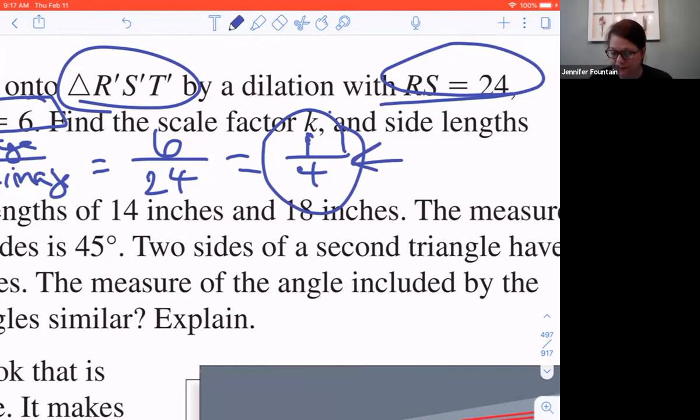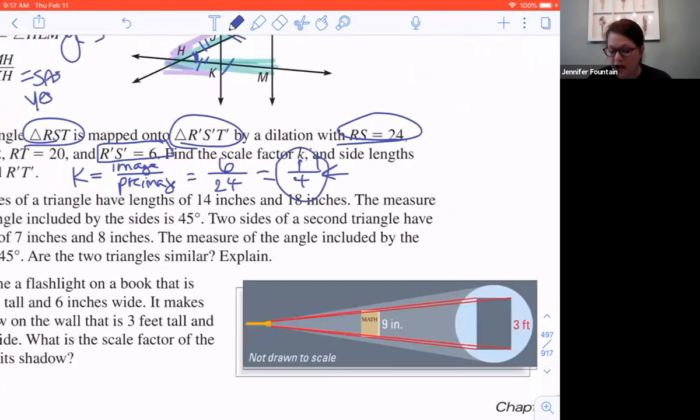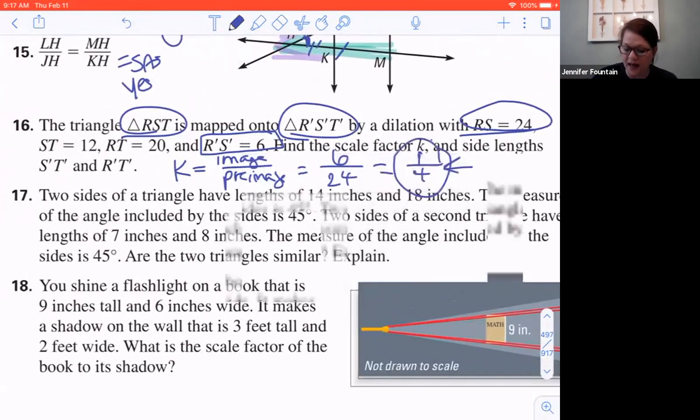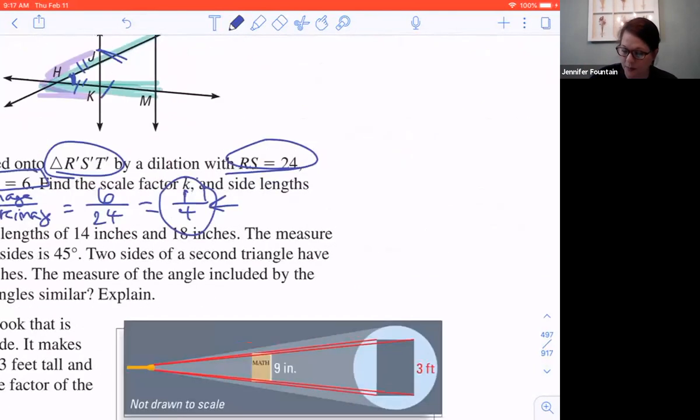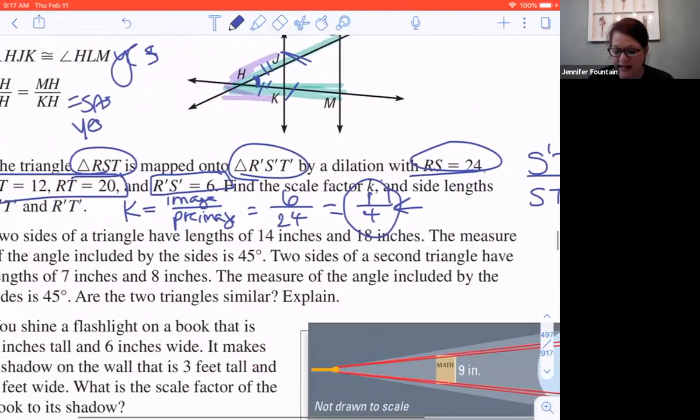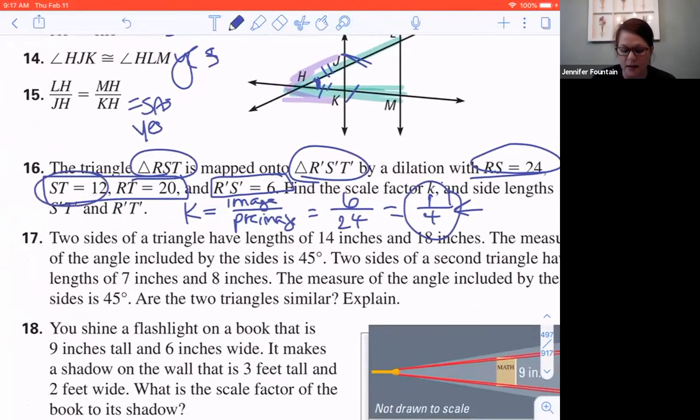It was a reduction. So now we've got our scale factor, and now I've got to find what my pre-image and what my image numbers would be. So that means I'm going to set up S prime T prime over ST is equal to my scale factor of 1 over 4. Okay, so I'm going to look at the information they gave me. They said that my pre-image ST was 12.